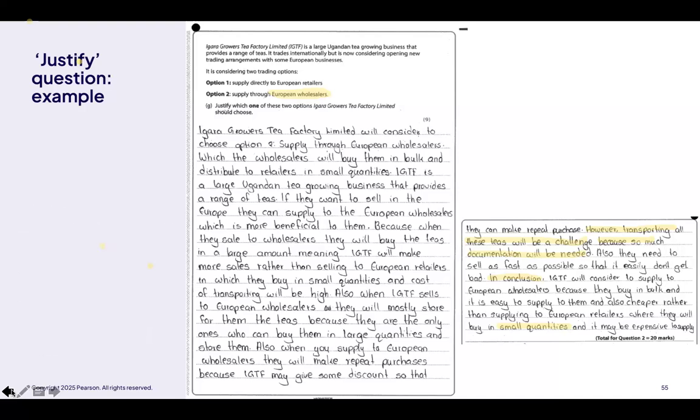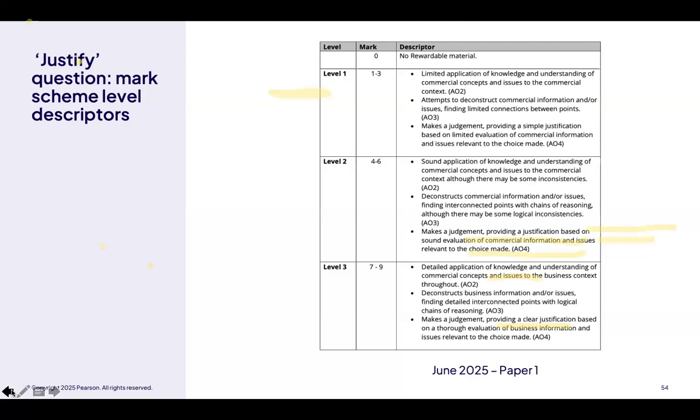So I hope what you can see there is what we have. We're using this level descriptor. We're using this level descriptor in a best fit way. That's really, really important to grasp.